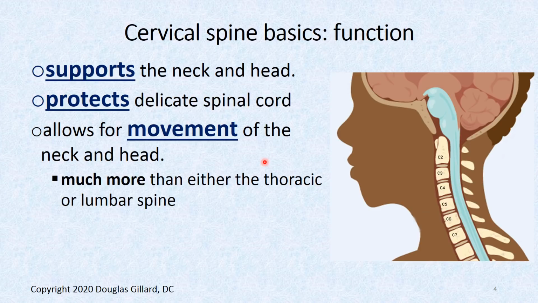And it allows for motion when you turn your head to the right, when you turn your head to the left. How do you think that happens? It happens via the pole, which has 7 segments on it, and they can articulate and move. So it's super important. In fact, the cervical spine allows more motion than the thoracic or the lumbar.